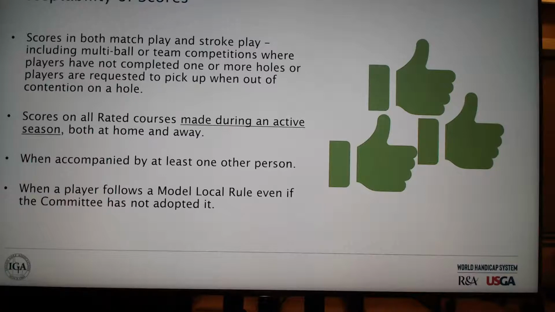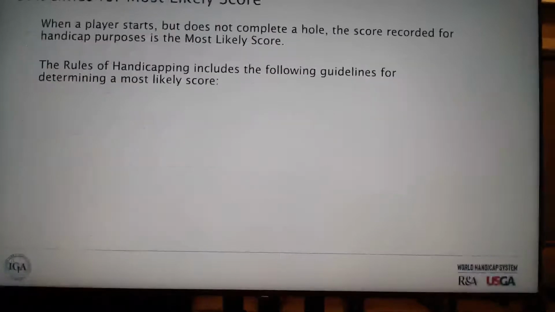Let's say you travel to Arizona or California where they're in their active seasons during November 15th through the end of February. You're still required to post those scores, and you can do that through the same process. So if you're accompanied by at least one other player, you're required to post a score. And that's important to note. If you're playing by yourself, you're not required to post a score, but it's highly recommended that you do so you have an accurate account of your index.